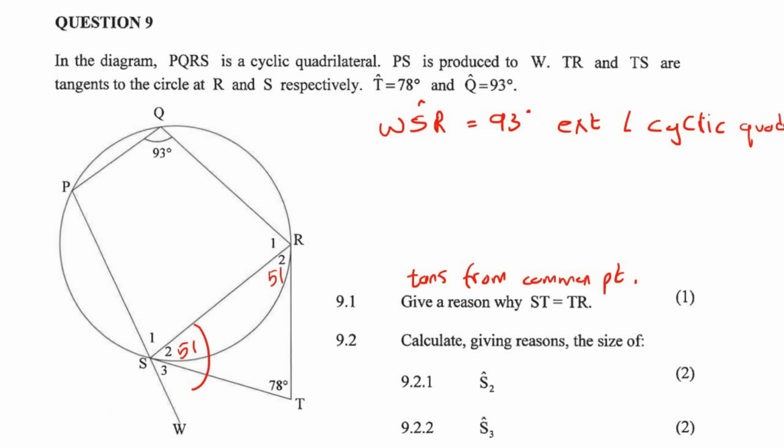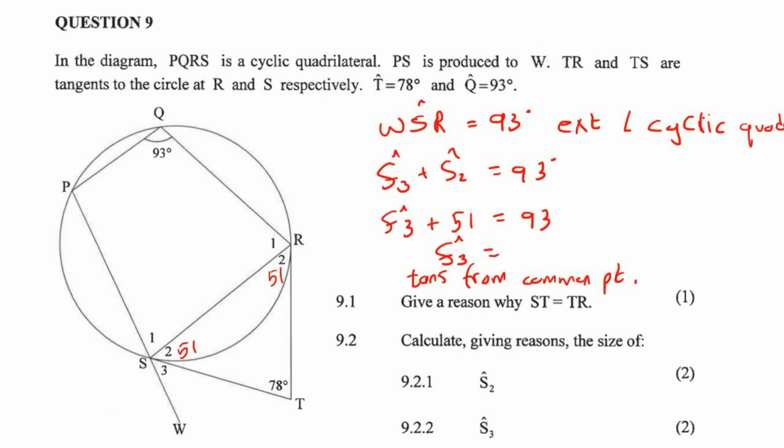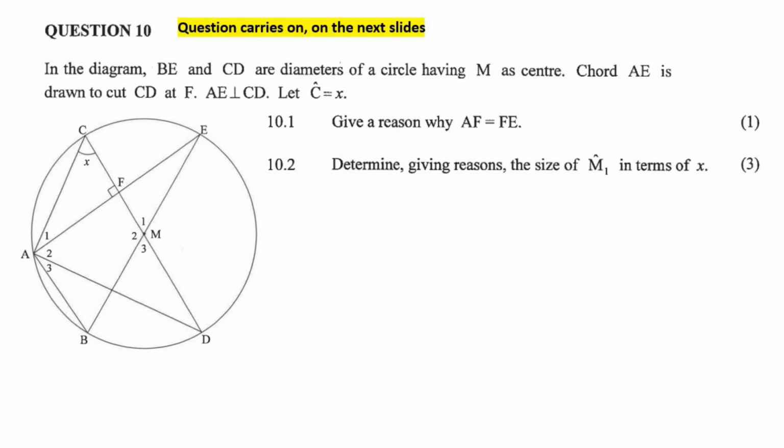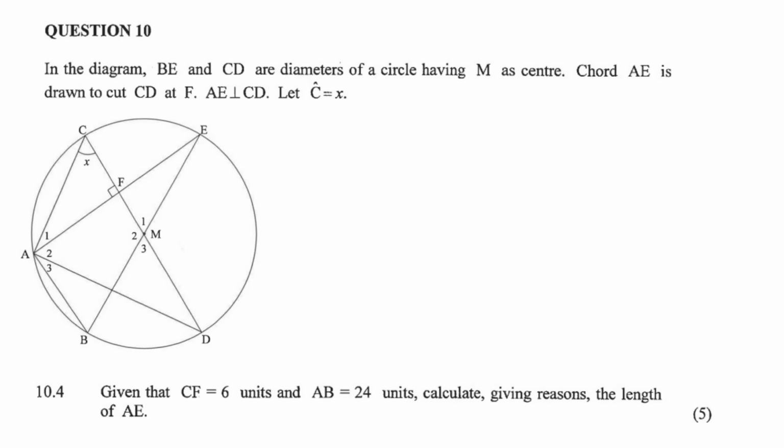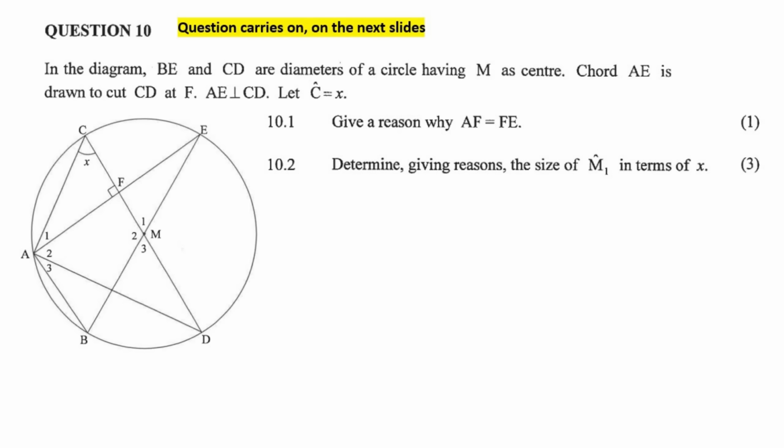And so if you had to then go work it out, you would see that angle S3 plus angle S2 must be 93 degrees. So S3 plus angle S2, which is 51, must give us 93. And so if you had to go work out angle S3, you're going to end up with 42 degrees. Just want to let you guys know that this question does carry on to the next slides. On the next slide, we're going to have this question over here, and then we are also going to have this question over here. So I just couldn't keep everything on one page, but here we go.